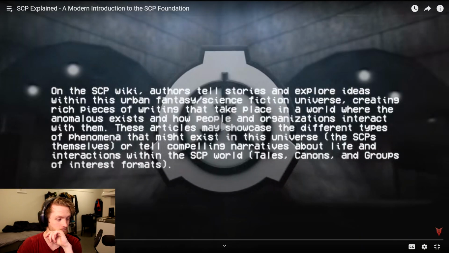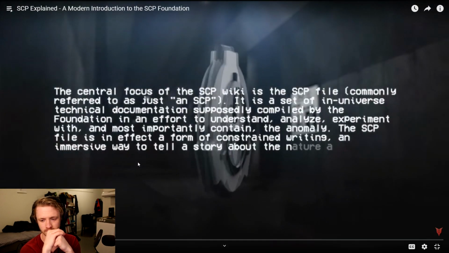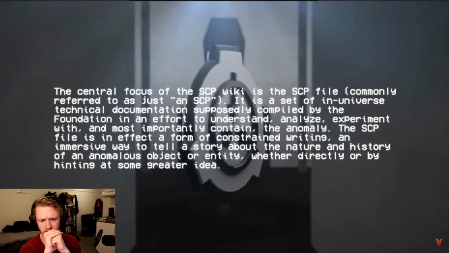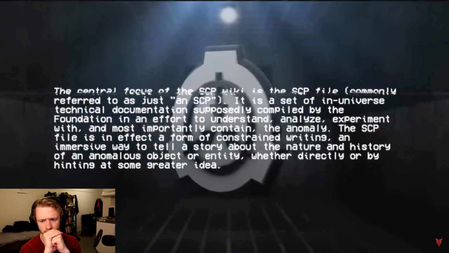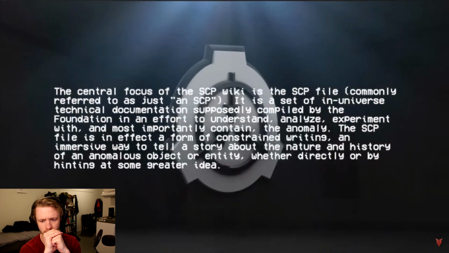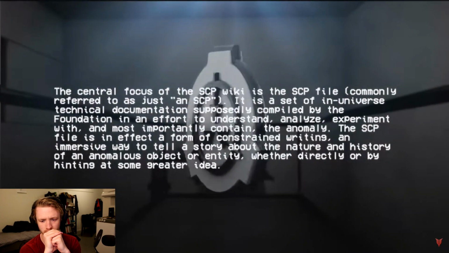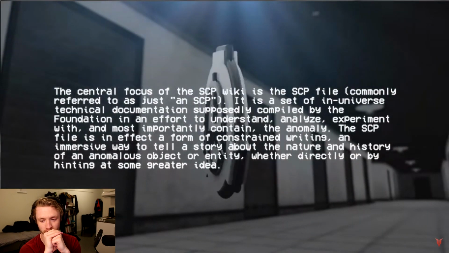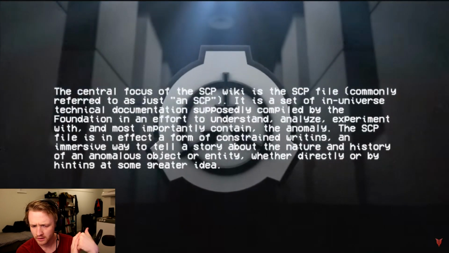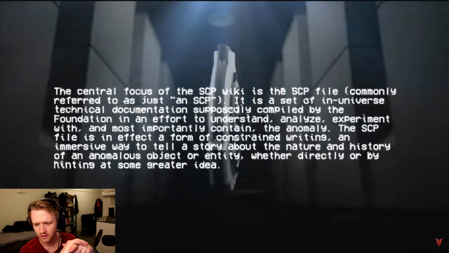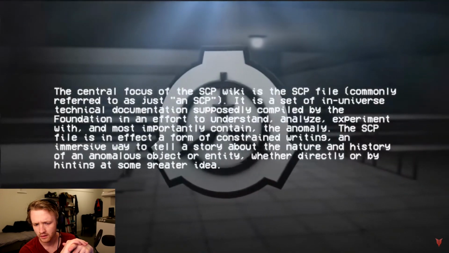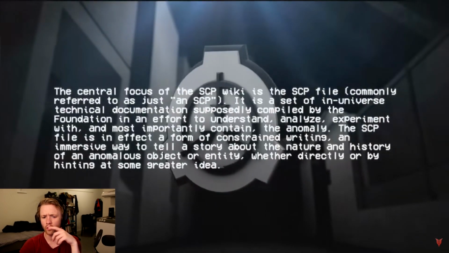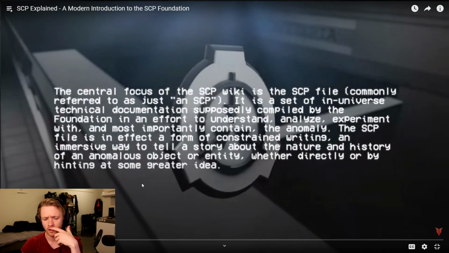Let's keep going. The central focus of the SCP Wiki is the SCP file, commonly referred to as just an SCP. It is a set of in-universe technical documentation supposedly compiled by the Foundation in an effort to understand, analyze, experiment with, and most importantly, contain the anomaly. The SCP file is, in effect, a form of constrained writing, an immersive way to tell a story about the nature and history of an anomalous object or entity, whether directly or by hinting at some greater idea.